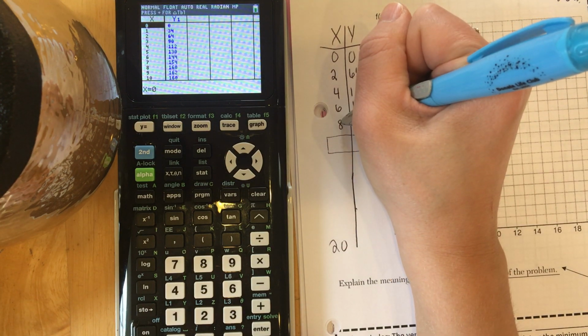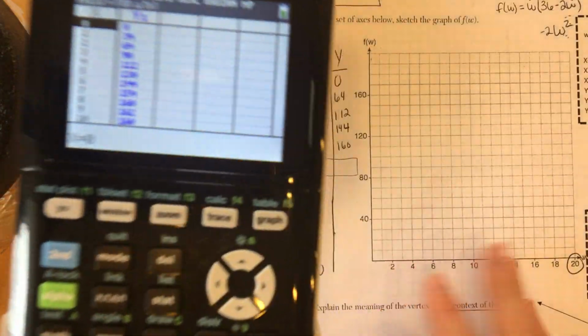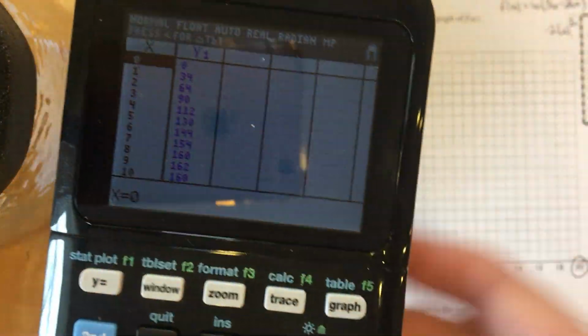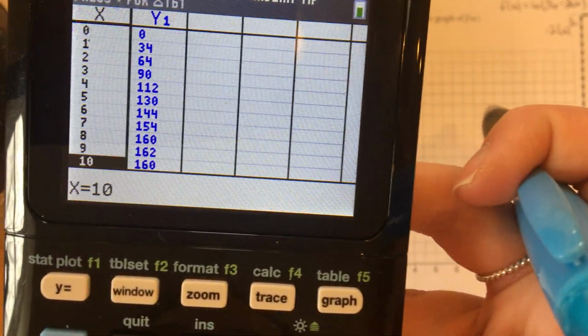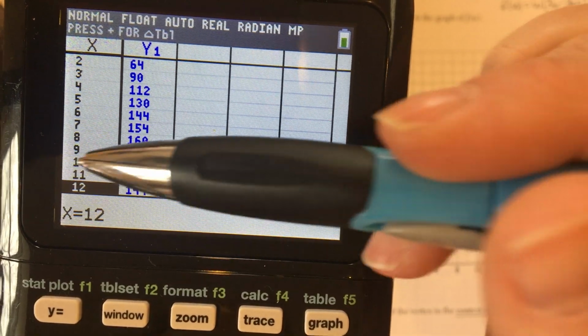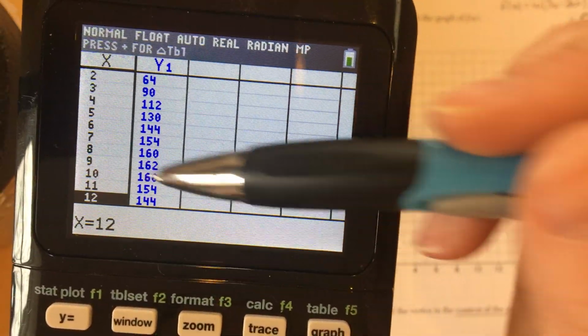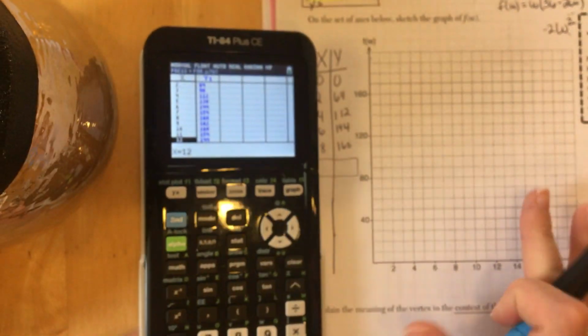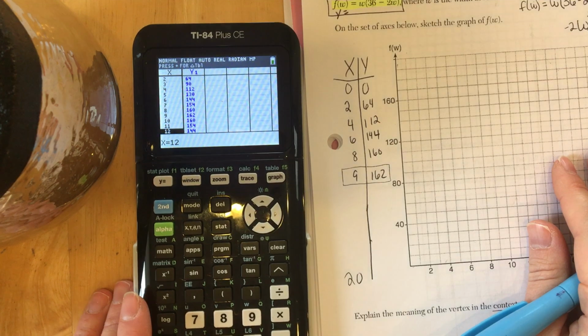8, 160. Now notice what happens here. At 8, 160, of course, that looks to be where my symmetry is. So I have 8, 160, 9, 162, and then it goes back to 10, 160. So my vertex is 9, 162. That's a really important point. I must plot that one. So I'm going to put that in there.